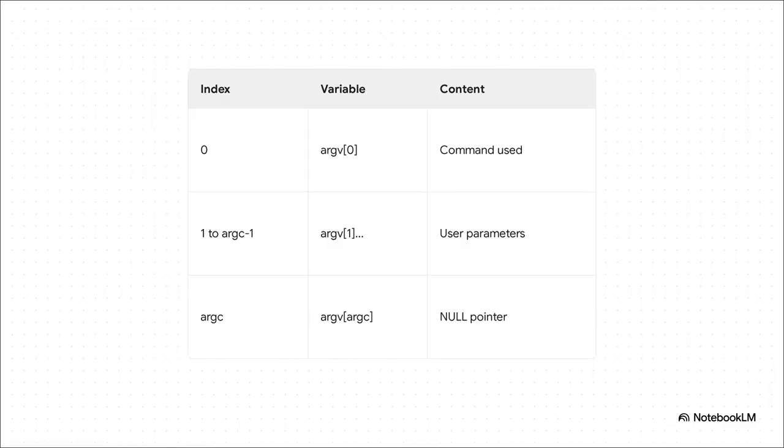Let's map this out visually so you can see exactly where everything lives in memory. At index 0, or argv[0], we have the command used to run the program itself, something like ./a.out. Then, from index 1 all the way up to argc-1, we find the custom parameters that the user actually typed in.